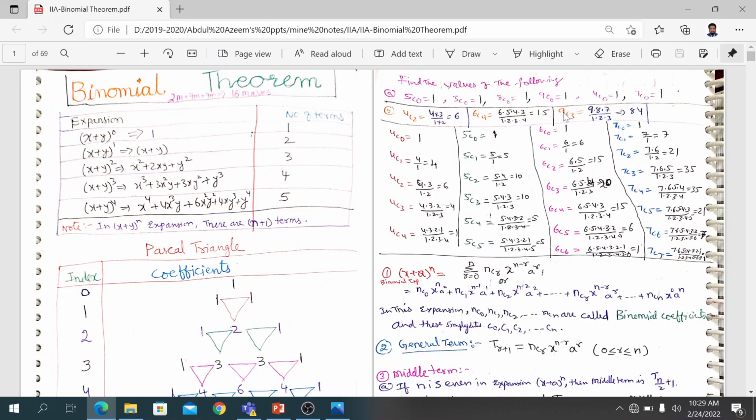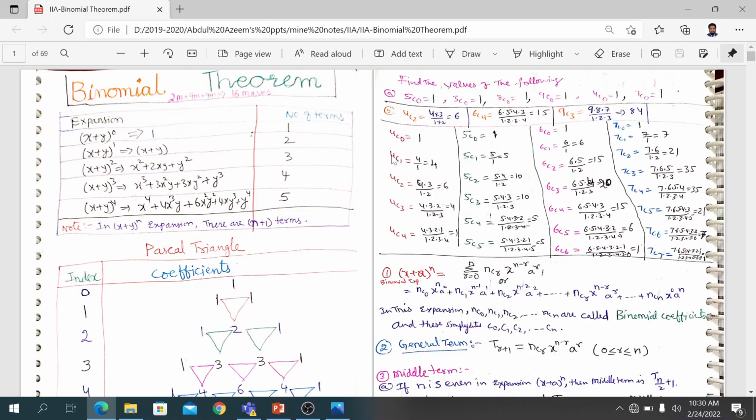9C3: 9C3 means 3 terms starting from 9. So 9, 8, 7 by 3 means 1, 2, 3. 3 threes are 9, 2 fours are 8, 3 twos are 6. So 3 multiplied by 4 into 7, that is 84. For example, let us see some more.